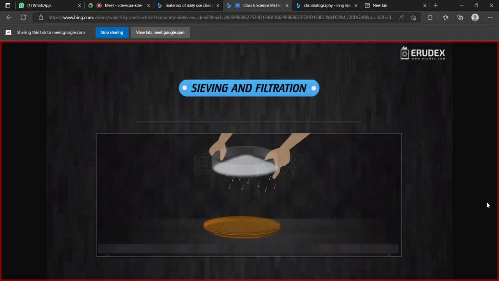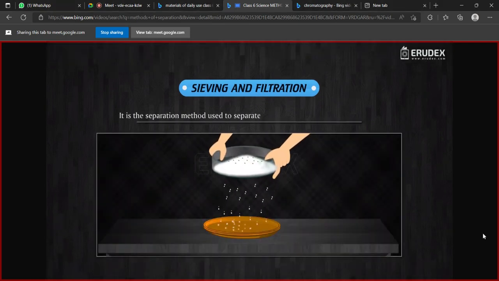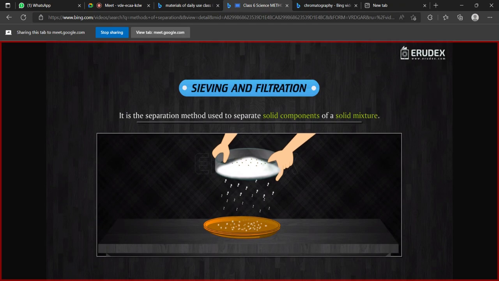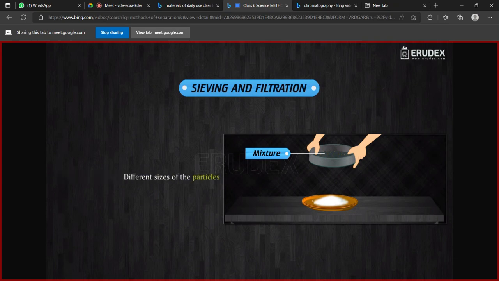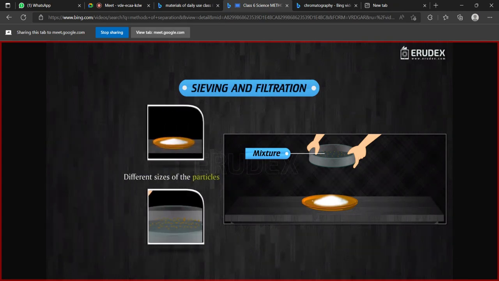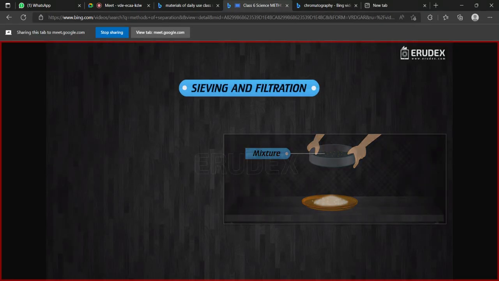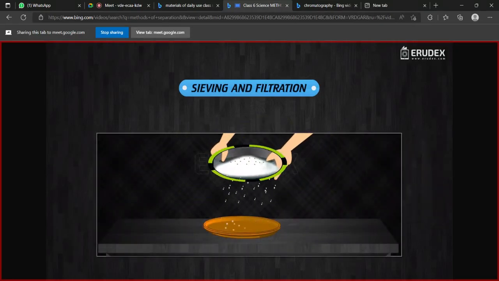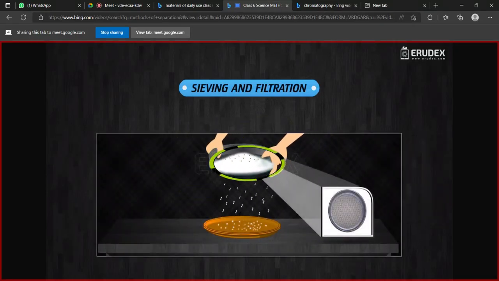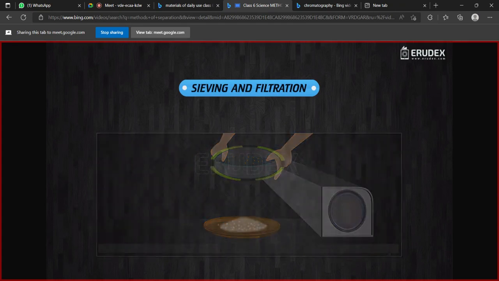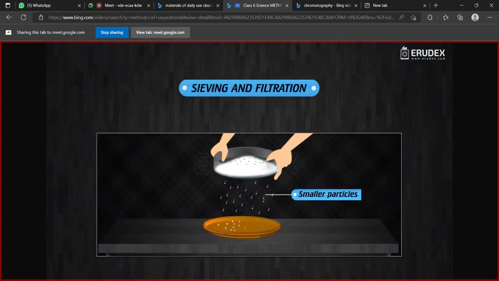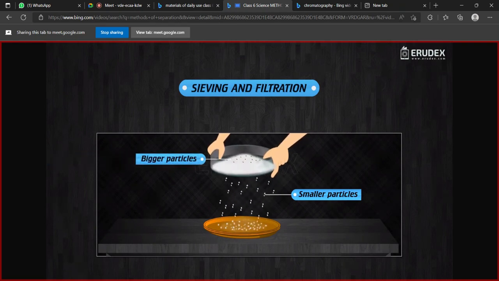And filtration. It is the separation method used to separate solid components of a solid mixture. It is based on the difference of particle size of the components in a mixture. Sieving is done by using a small device called a sieve. A sieve has small holes of uniform size. Smaller particles pass through the holes of a sieve and bigger particles are retained in the sieve.